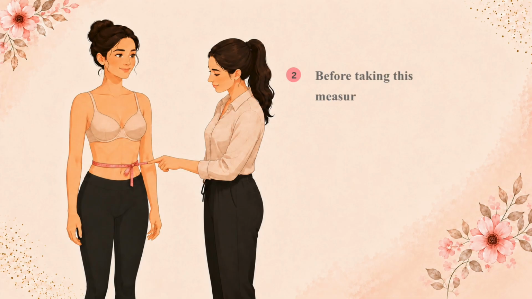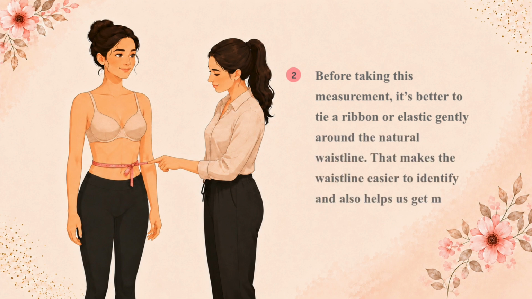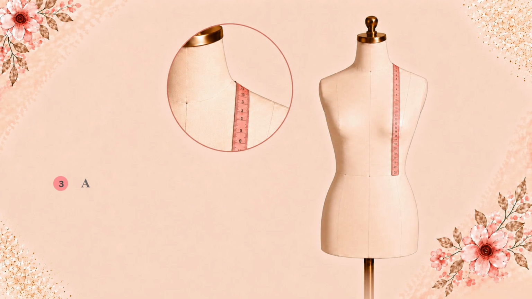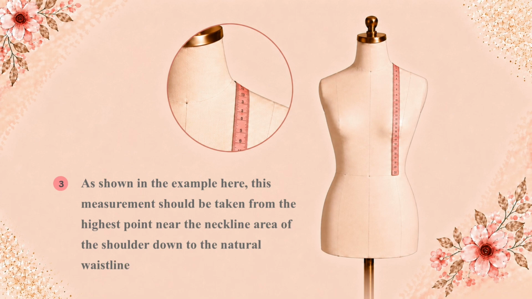Before taking this measurement, it's better to tie a ribbon or elastic gently around the natural waistline. That makes the waistline easier to identify and also helps us get more accurate front and back measurements. As shown in the example here, this measurement should be taken from the highest point near the neckline area of the shoulder down to the natural waistline.